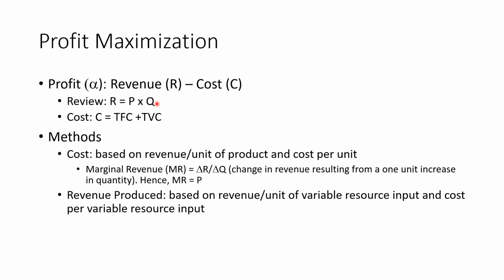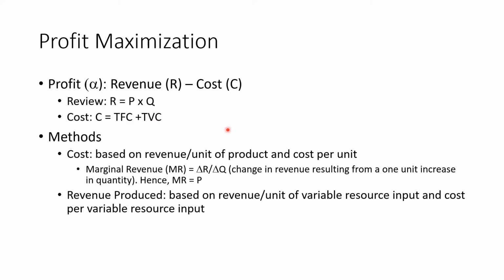Revenue is the price we get for our product times the number of units we sell. If we get $1 for our product and we sell 10 units, then we've made $10 in revenue. Cost is total fixed cost plus total variable cost, and we've dealt with this before.